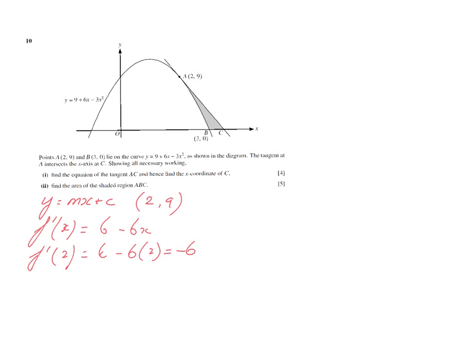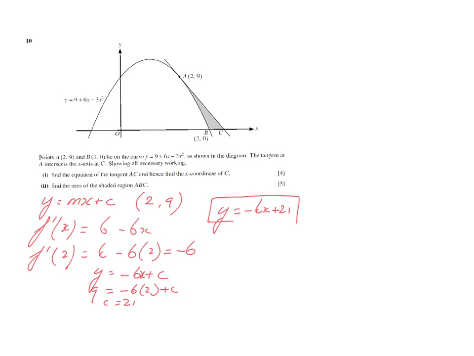So the gradient is minus 6, so y equals minus 6x plus c. And to find c, I substitute that point: 9 equals minus 6 times 2 plus c, so 9 plus 12, so c will be 21. So the equation of that tangent is y equals minus 6x plus 21.